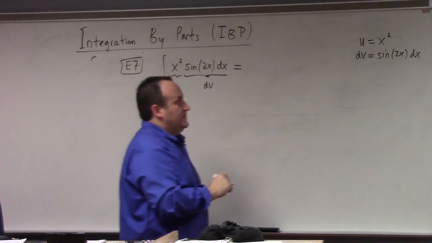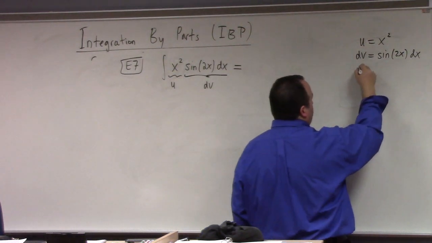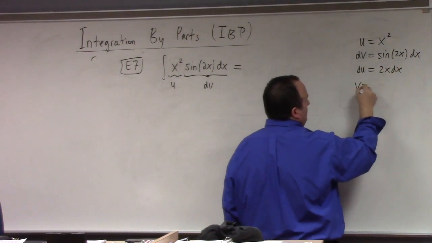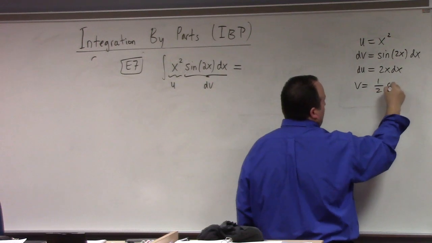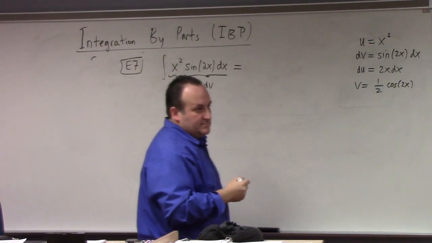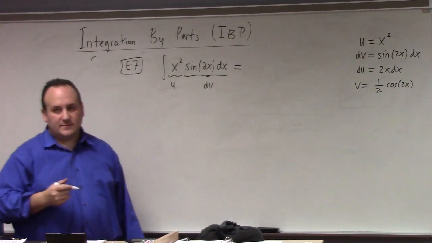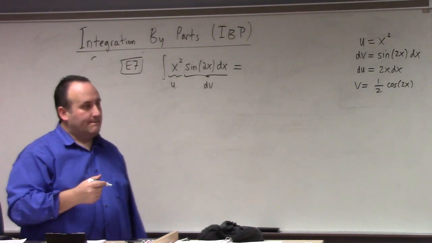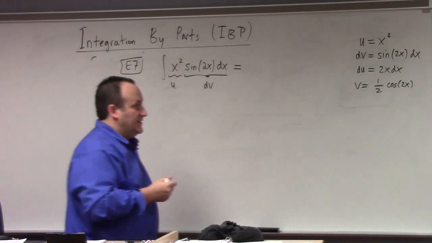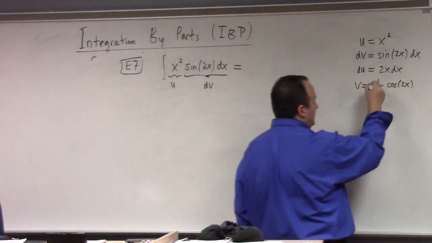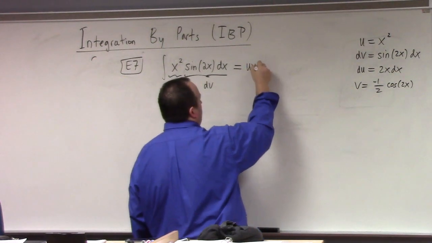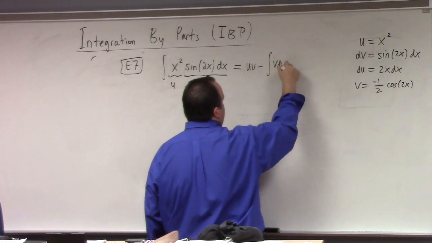Okay. So then what's my du? Well, du is 2x dx, yeah? What's my v? 1/2 cosine of 2x. Now, is that right? What have I missed? Negative, right? It's because the integral of sine is minus cosine, remember? Okay, so let's do it. We've got uv minus the integral of v du.